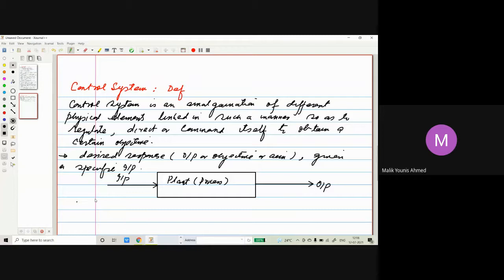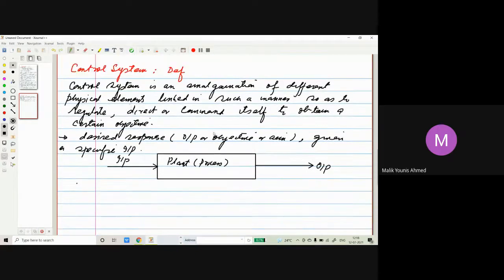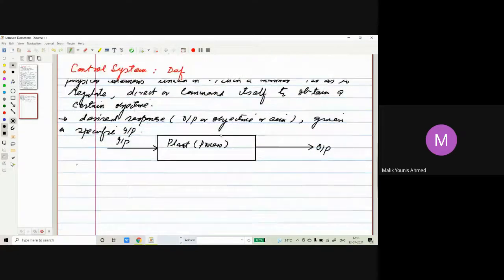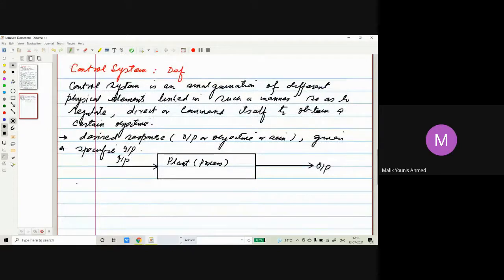So I have already told you, to a larger extent, our life on the earth will depend on the control systems. Some of them are natural control systems and some of them are man-made. That's called automatic control system. Very simple. There is nothing difficult in this. This was the definition of the control system. So this is your definition. Okay.